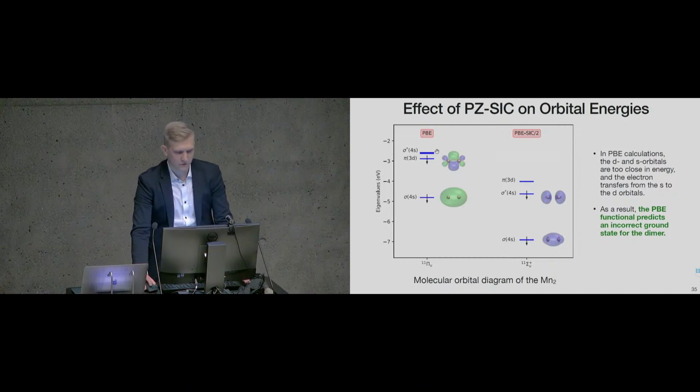Now, if we apply self-interaction correction to this state, what we can see is that the energy of d states becomes higher because we remove the self-interaction error, which is very large for these states, and now sigma star for s states becomes lower in energy, and we get the right symmetry of the state, which is observed in the experiment.